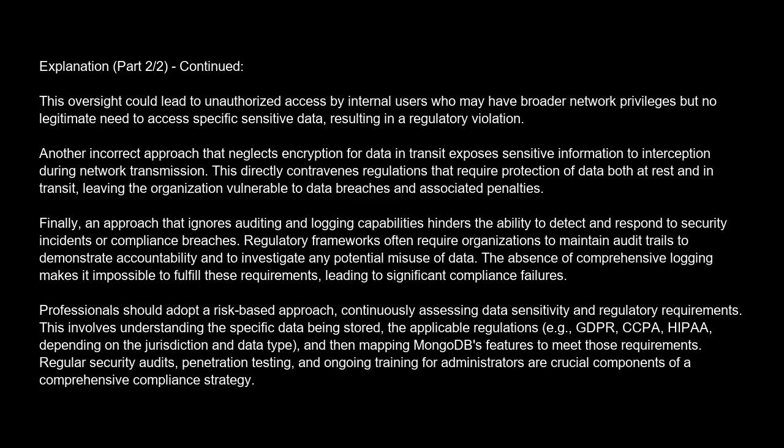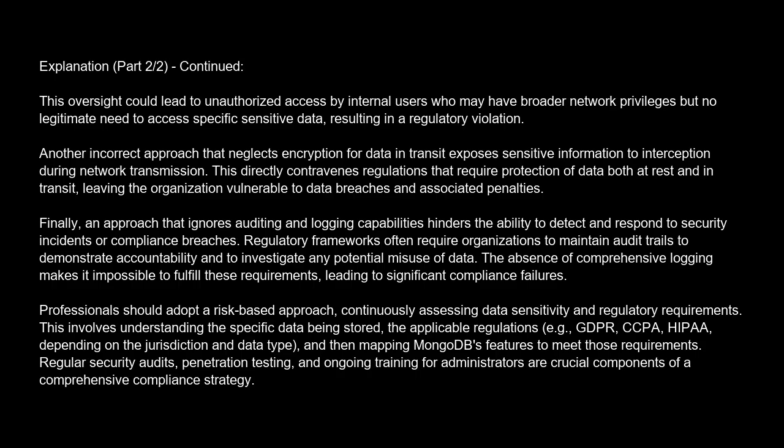Finally, an approach that ignores auditing and logging capabilities hinders the ability to detect and respond to security incidents or compliance breaches. Regulatory frameworks often require organizations to maintain audit trails to demonstrate accountability and to investigate any potential misuse of data. The absence of comprehensive logging makes it impossible to fulfill these requirements, leading to significant compliance failures.